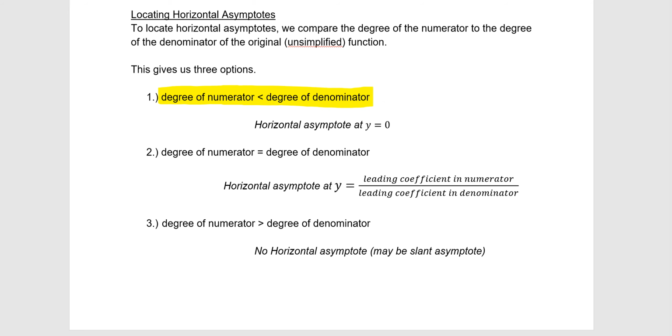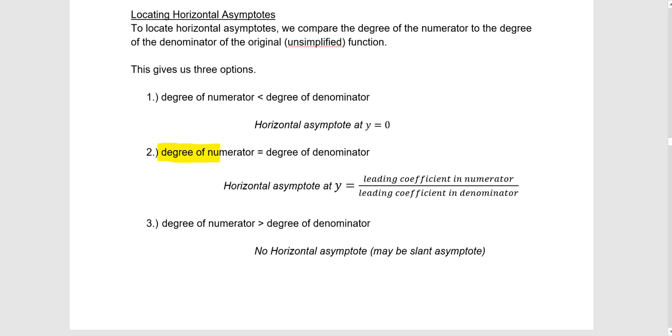So let's start with the degree of the numerator smaller than the degree of the denominator. Anytime that happens, that means there's going to be a horizontal asymptote at y equals 0. So thinking about why this is, if the degree of the denominator is larger, as x goes to positive or negative infinity, that means the denominator is going to get larger a lot faster than the numerator. And a large denominator means the number as a whole is very small. So that means the number as a whole would be going to 0, so y equals 0 for a horizontal asymptote.